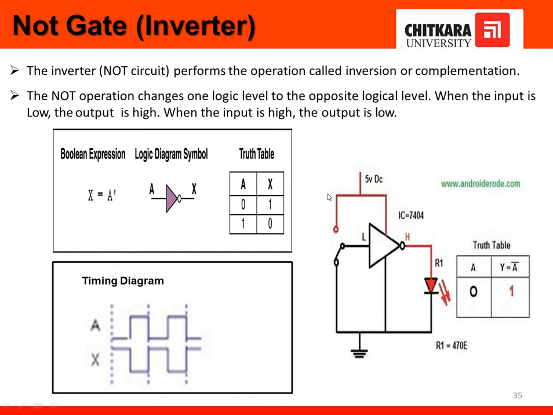A bar means the complement of A. It always gives the complement of A. If A is 0, then output is A bar, the opposite. Fine. If A is 0, output is 1. If A is 1, then output is 0. A bar means the complement of the input only.